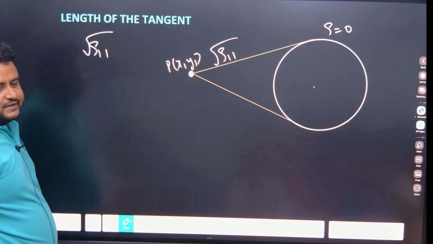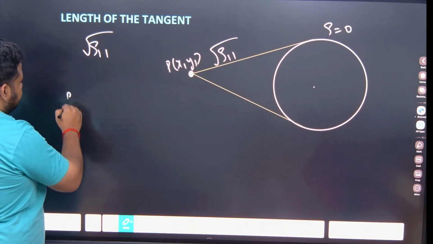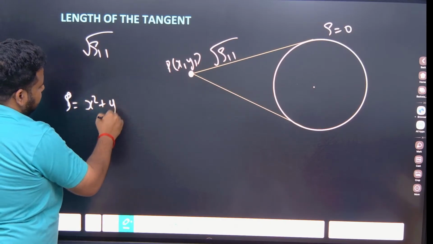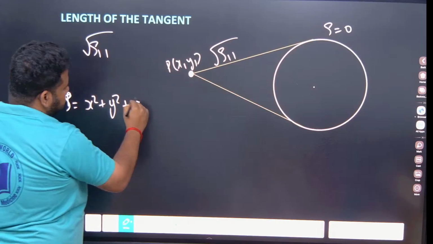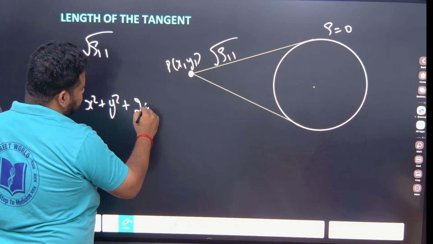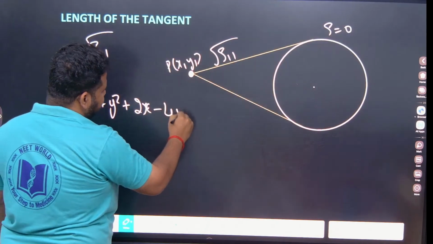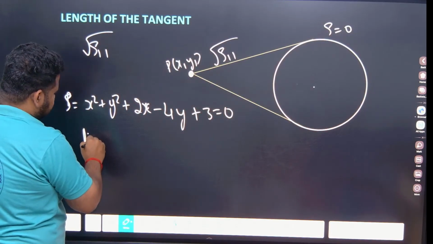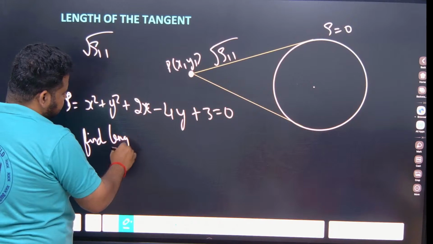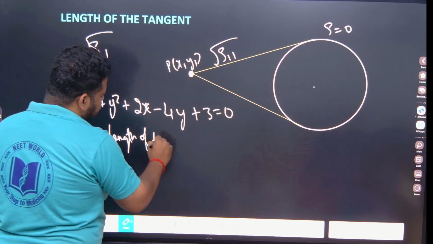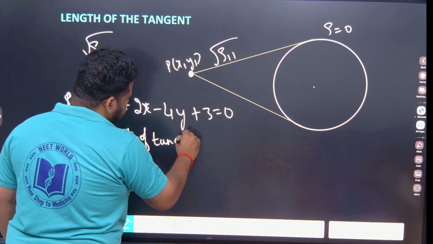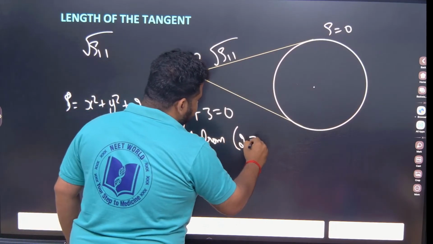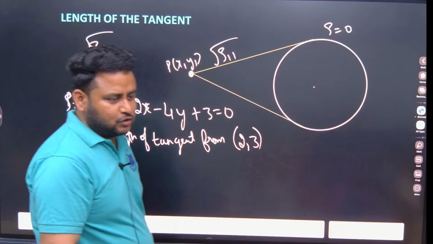Square root of S11. Suppose I give you, okay, S is equal to x square plus y square plus 2x minus 4y plus 3 is equal to 0. Find the length of the tangent from 2, 3. Find the length of the tangent from 2, 3.